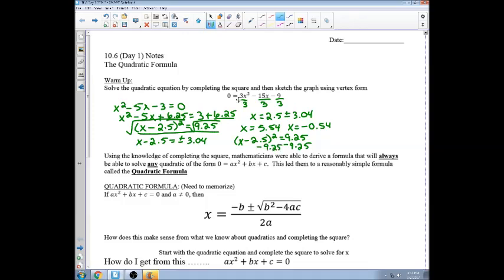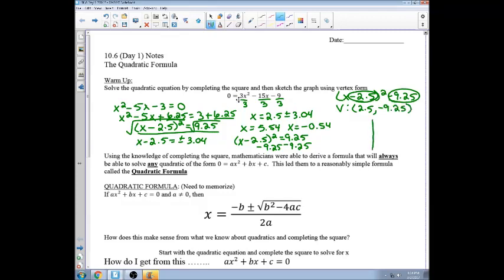When I do that, I end up with x minus 2.5 squared minus 9.25. I'm going to use the opposite of the negative 2.5 for my vertex, so it would be positive 2.5. And I'm going to follow the sign of the negative 9.25, so negative 9.25 is my y value.